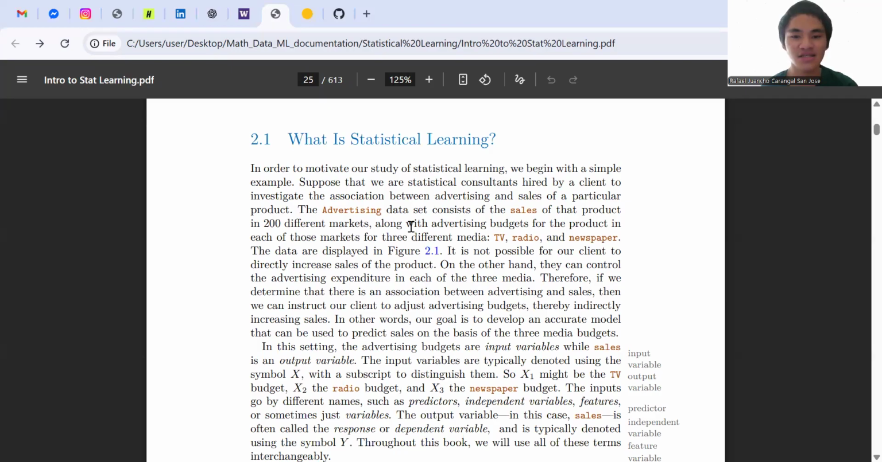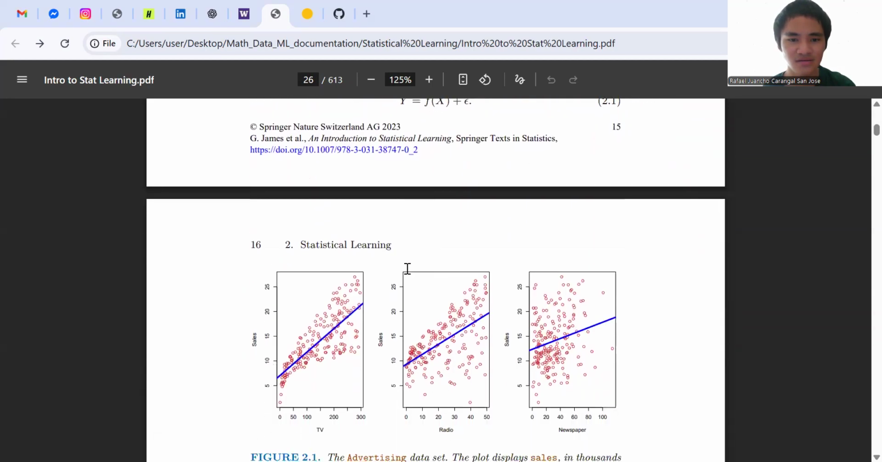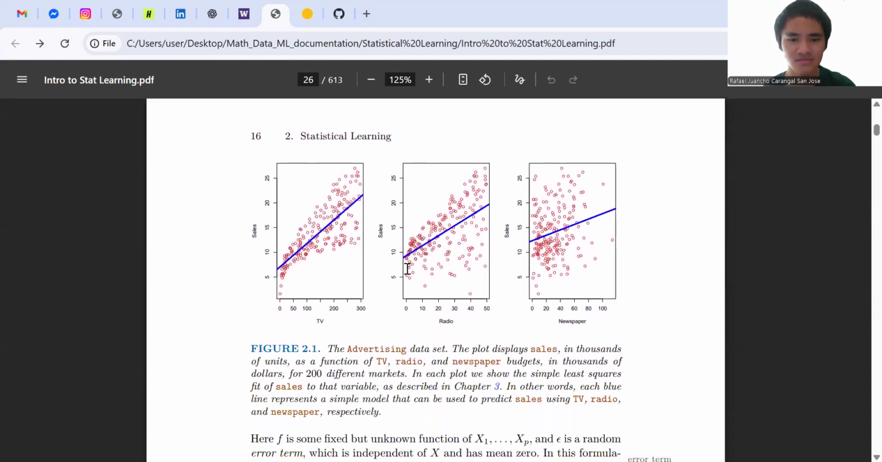The advertising dataset consists of the sales of that product in 200 different markets along with advertising budgets for the product in each of those markets for three different media. So that's the TV, the radio, and the newspaper. The data are displayed in figure 2.1. Where is that? Oh, here.